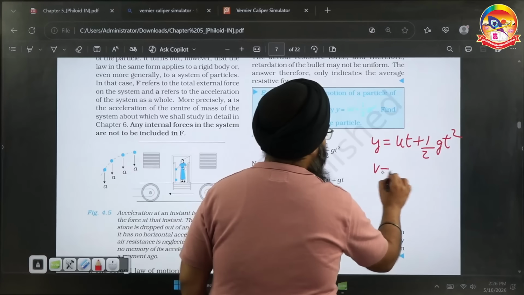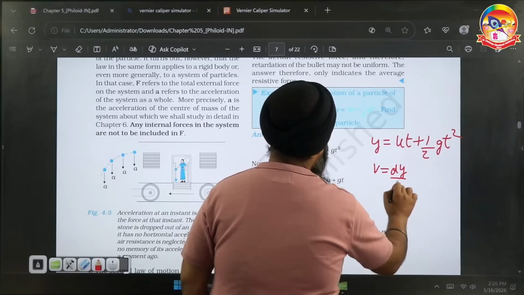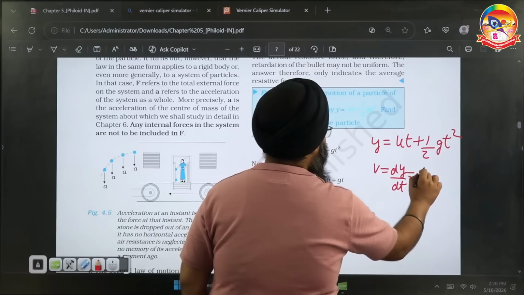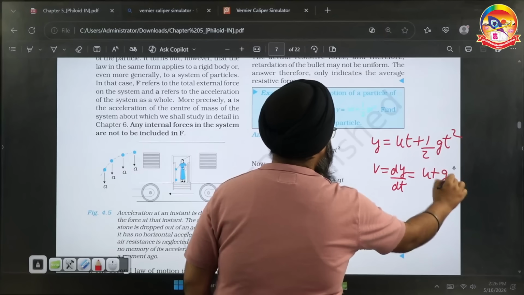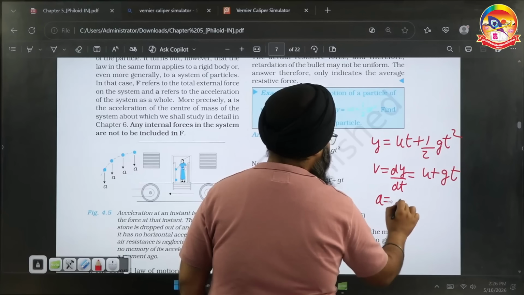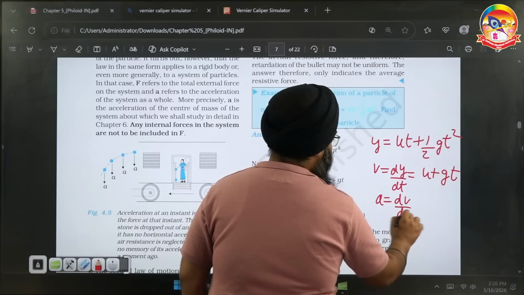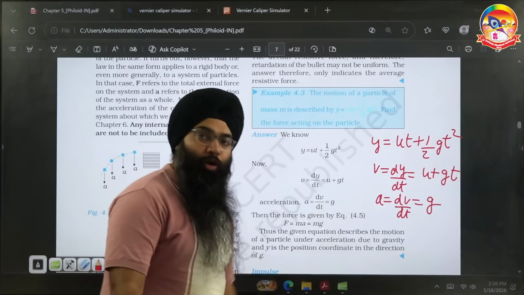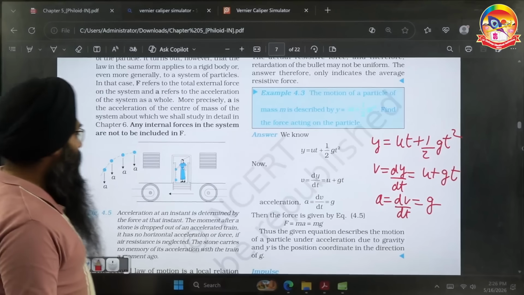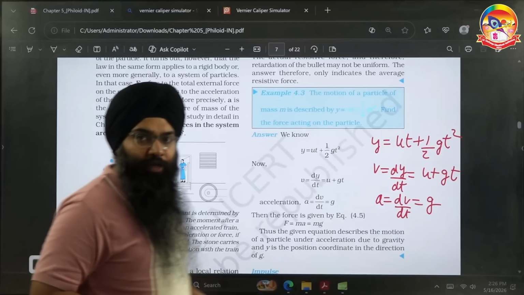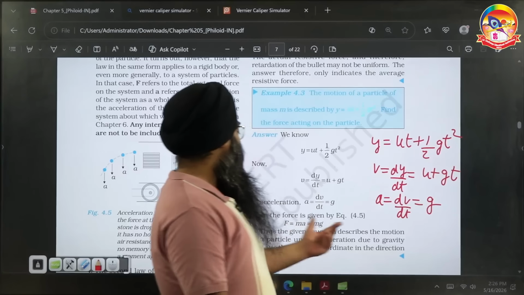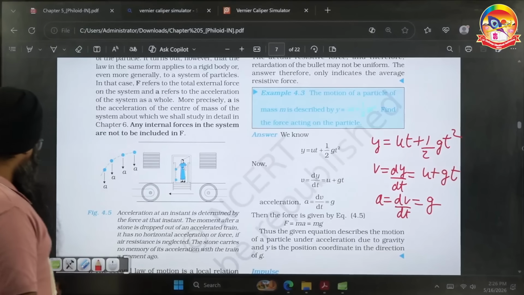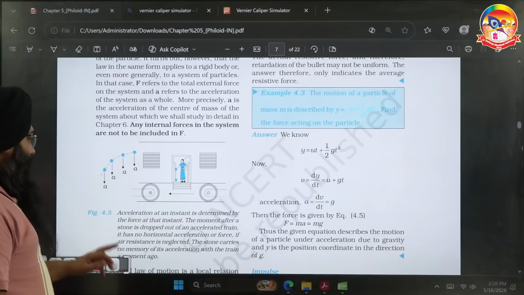So velocity will be what? dy by dt. When you do dy by dt, you will get u plus gt. And one more time if you differentiate, you will get dv by dt, which will be equal to g. So the acceleration of the particle is coming out to be equal to g. Now once you have got the acceleration, we know that F is equal to ma, so the force is m into g. So this is also clear to us.